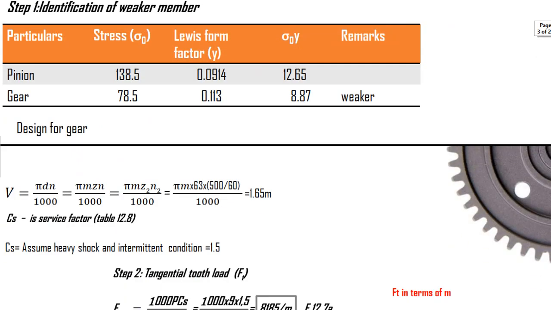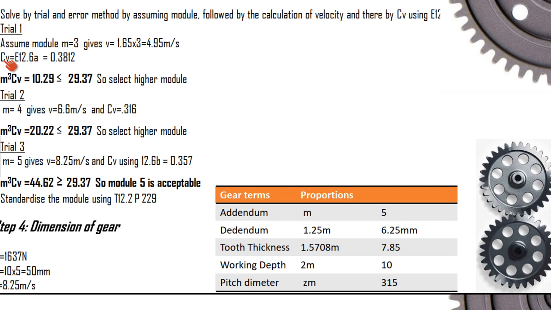So CV is going to be 0.3812. Substituting, m cube CV is going to be 10.29, which is much lesser than 29.37. Similarly, we will assume the module 4, which gives the velocity as 6.6, CV as 0.316. Substituting, again we got the value as 20.22, which is still lesser than 29.37. Now in the third trial we will go for the module 5, which gives the velocity as 8.25 and CV as 0.357, and finally m cube CV is going to be 44.62, which is way beyond 29.37. So the module 5 is suitable for this particular application.